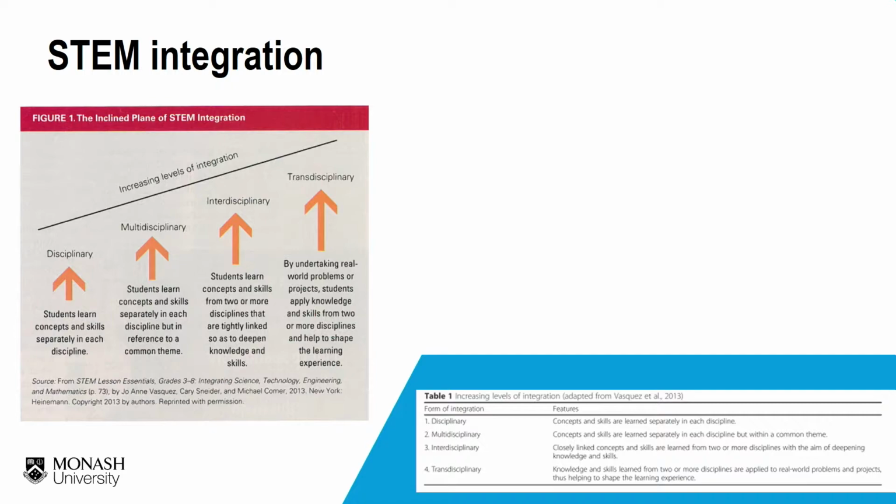Or interdisciplinary, where it's tightly linked. You could have a particular project where different teachers work together, or you get the students to look at different areas. And transdisciplinary, which I think is the next level, where the knowledge and skills are learned from different disciplines and applied to real-world problems. I think that's what makes it different, because it's applied to real-world problems. And what you see here today, it's fantastic that we have people from the Botanic Gardens, and I think that's what makes it authentic and transdisciplinary.